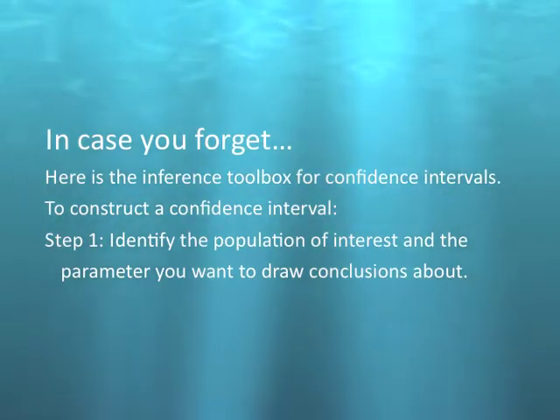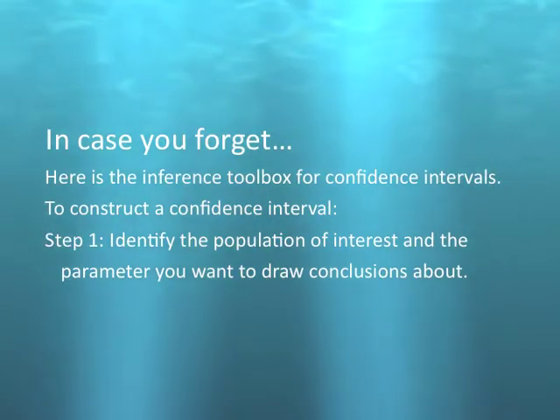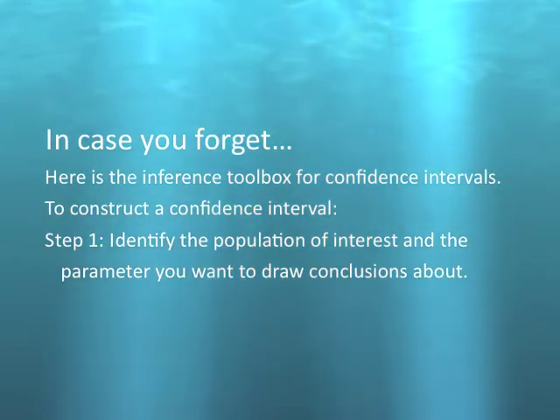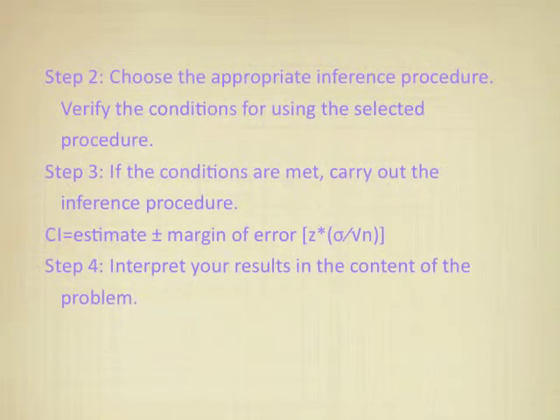In case you forget, here is the inference toolbox for confidence intervals. To construct a confidence interval, step number 1, identify the population of interest and the parameter you want to draw conclusions about. Step 2. Choose the appropriate inference procedure. Verify the conditions for using the selected procedure. Step 3. If the conditions are met, carry out the inference procedure. Confidence interval equals estimate plus or minus margin of error, z-score times standard deviation divided by the square root of n. Step 4. Interpret your results in the context of the problem.